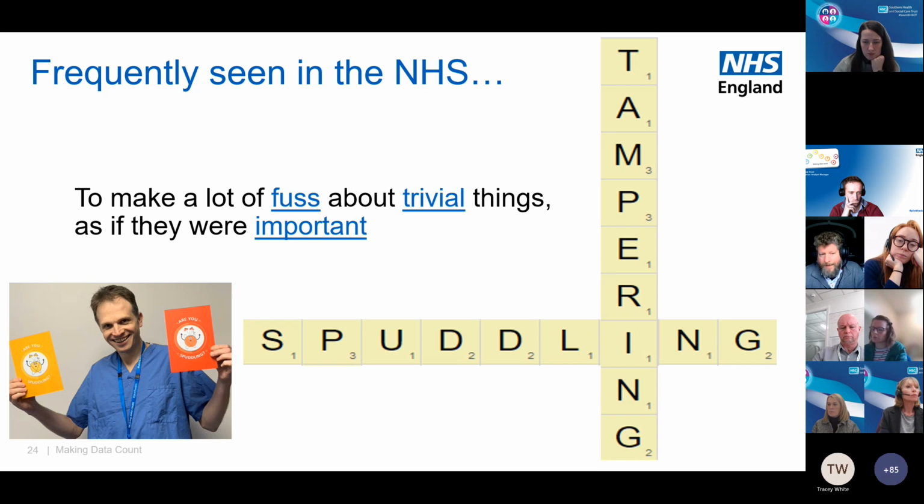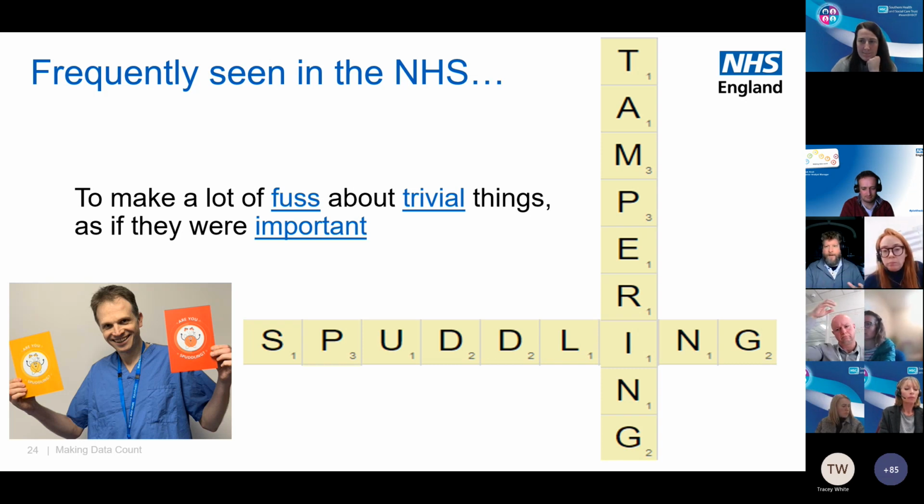The first word is spuddling. This is an old English word, and this means to make a lot of fuss about trivial things as if they were important. And I know from experience, I see that so much in the NHS. We overreact to some numbers, make a big deal out of it, alarm bells go off, but actually it's just that normal variation, and we're overreacting to what we think we're seeing in the graph or in the data table.